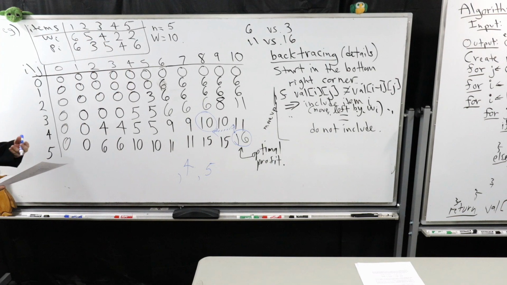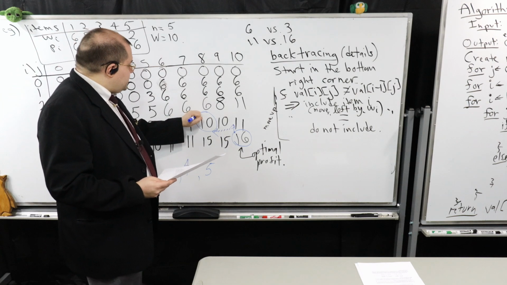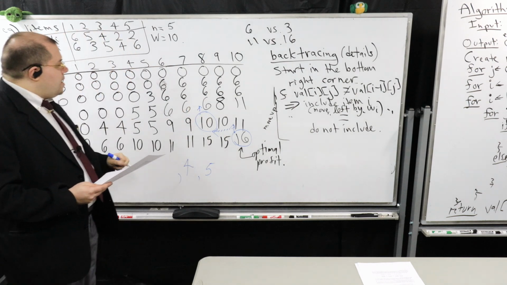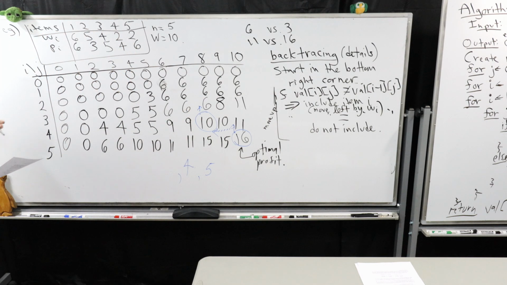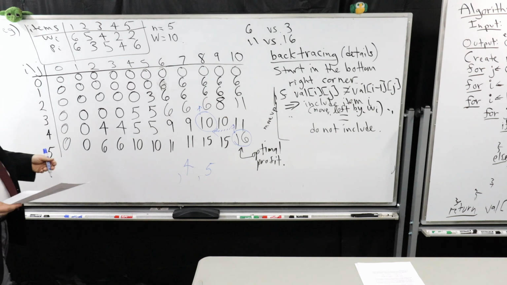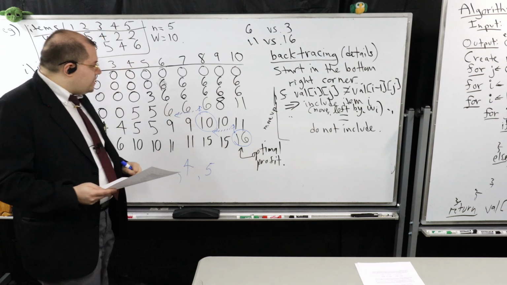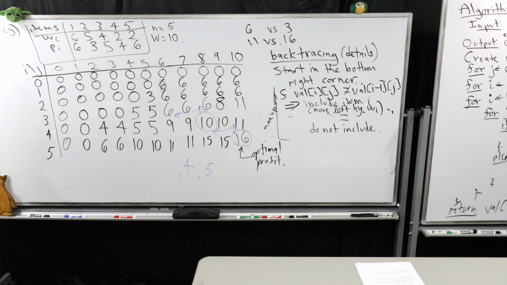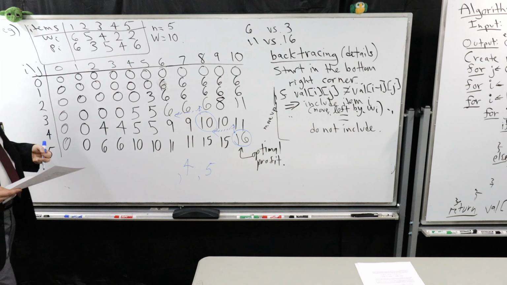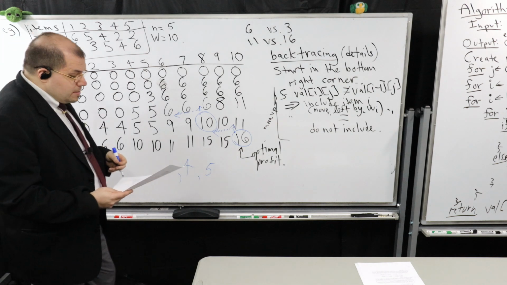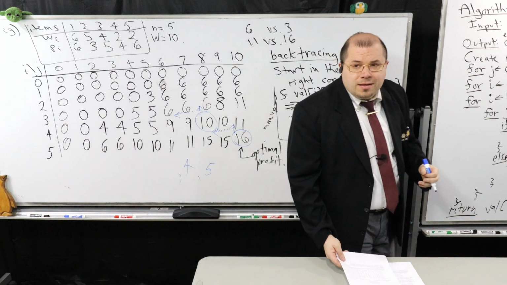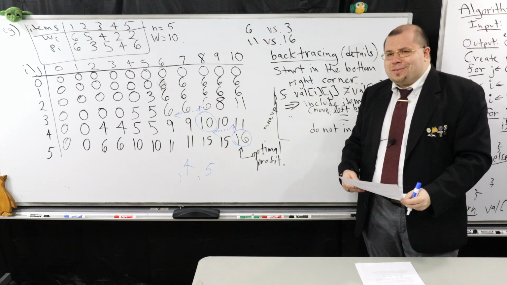So I go up one row, regardless. And then I decrement off the weight of item 4, which is just 2. So 8 minus 2 is 6. So now I'm right here in the table. Then I have 6 versus 6. Should I put in item 3?